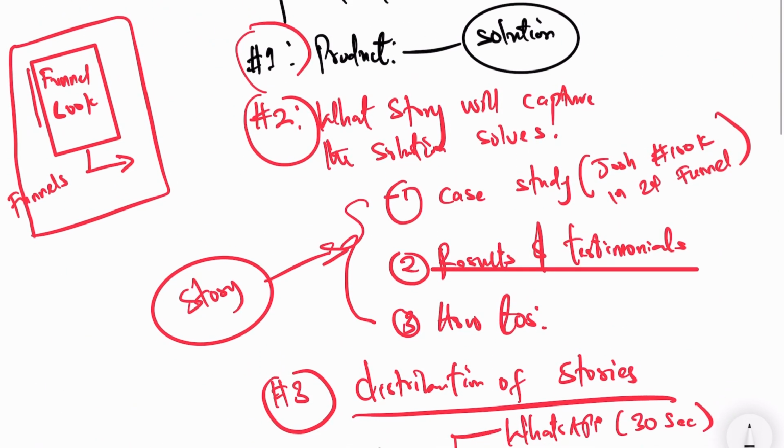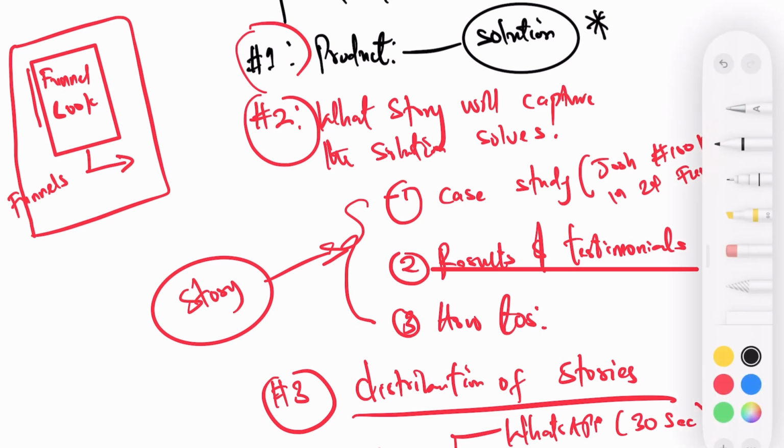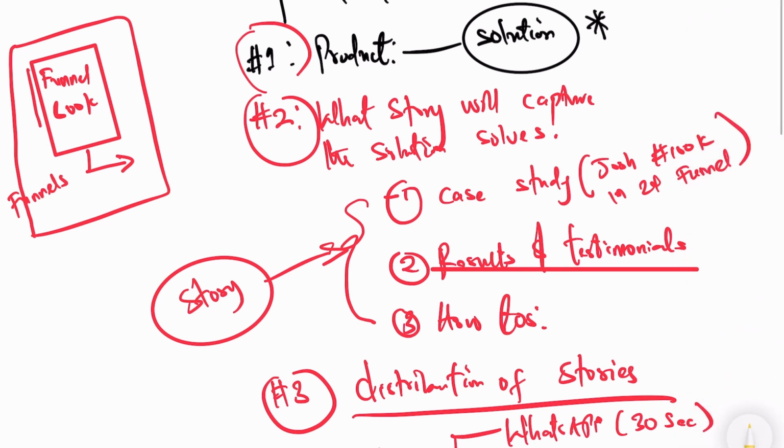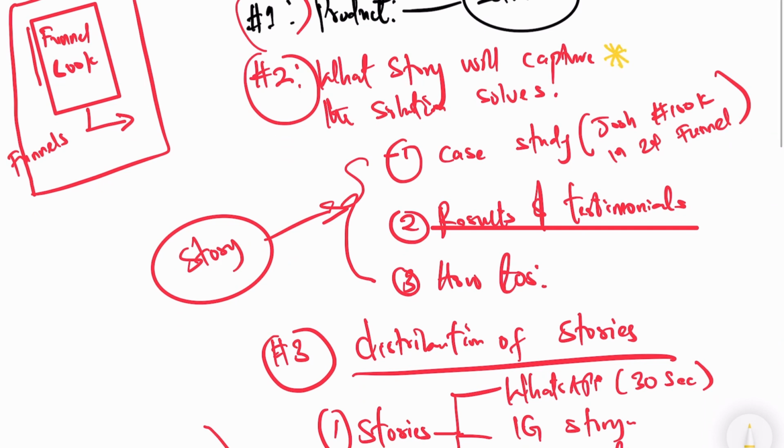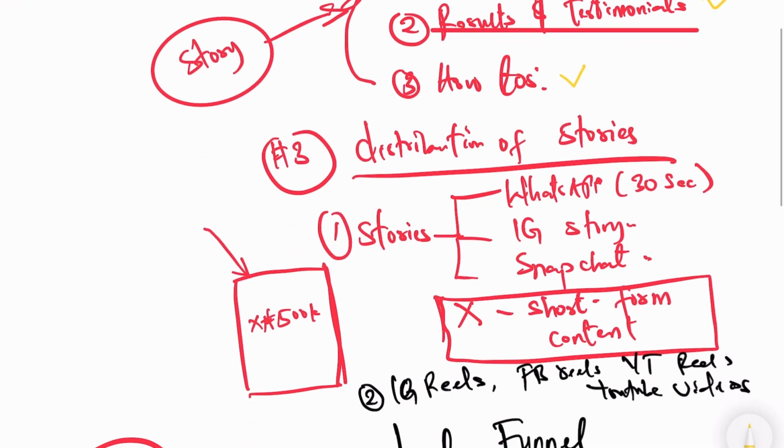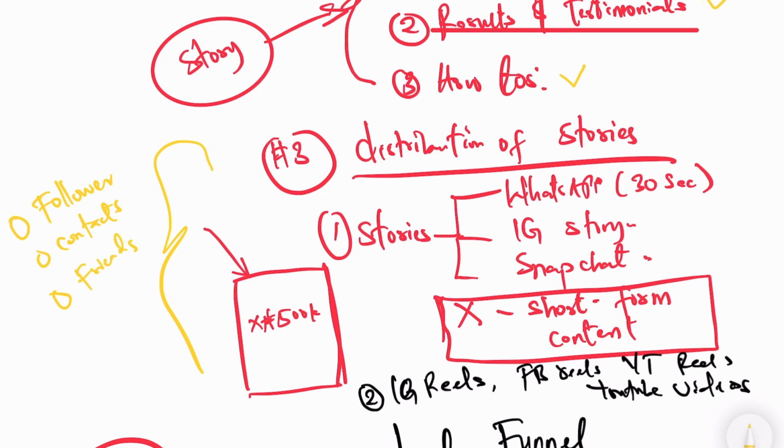So let's go back. You understand the product, you understand the solution your product solves. You know how to communicate it with stories, using case studies, using results and testimonials, and how-tos. And then you understand how to distribute them. Now, the question you're going to ask me, Joshua, what if I have 0 followers, 0 contacts? This is where it gets interesting. 0 friends on Facebook, 0 everything, and I'm starting out completely new.